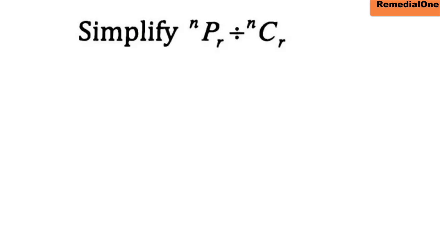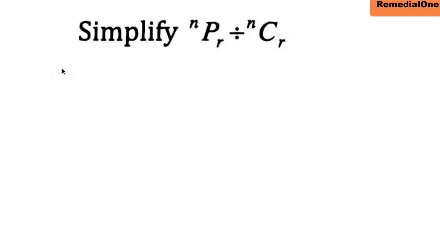In this video, I'm going to establish the relationship between permutation and combination. Permutation has to do with arrangement of items in which the order is important, whereas combination is about selection of items, and here the order is not important. So permutation is defined as nPr.